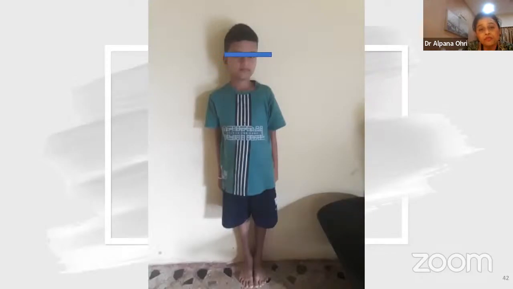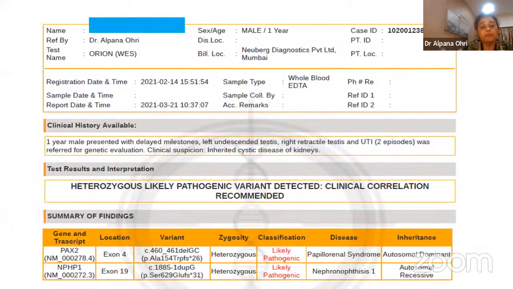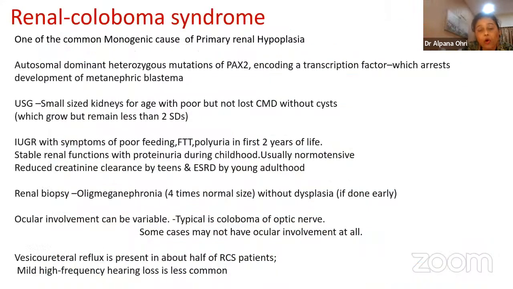So this is a picture. His genetic report showed that he was having a heterozygous, likely pathogenic variant in the PAX2 gene, which is a gene very commonly associated with oligomeganephronia or renal coloboma syndrome. So renal coloboma syndrome needs a specific mention.